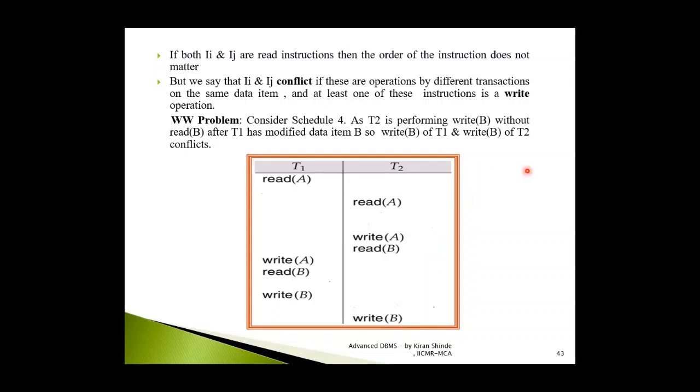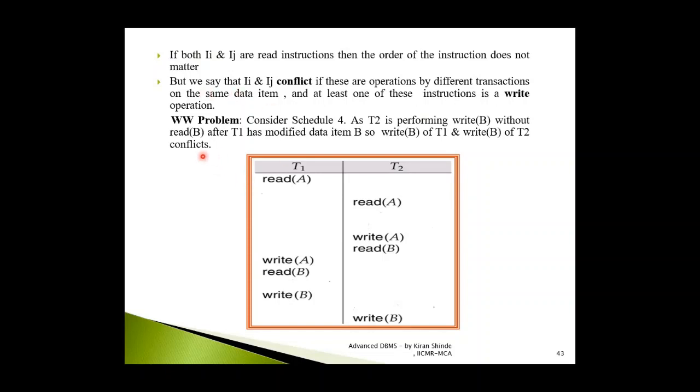That is why this point is written here: the two instructions should belong to different transactions, operate on the same data item, and at least one of them should be a write. So these two points you have to remember whenever you are asked to check whether an instruction pair is a conflicting instruction pair or not.